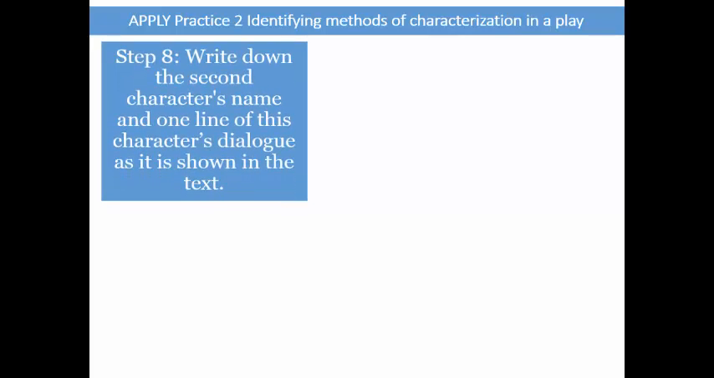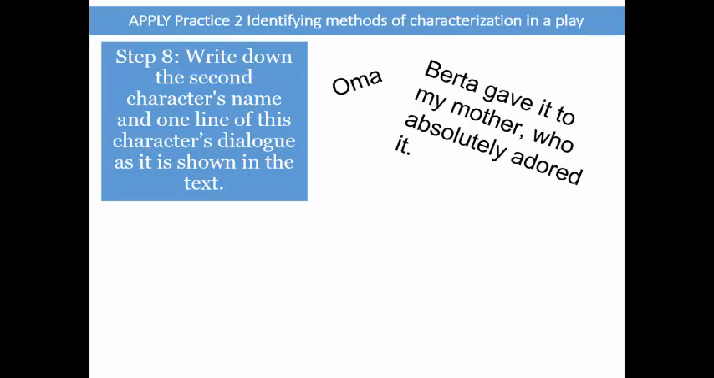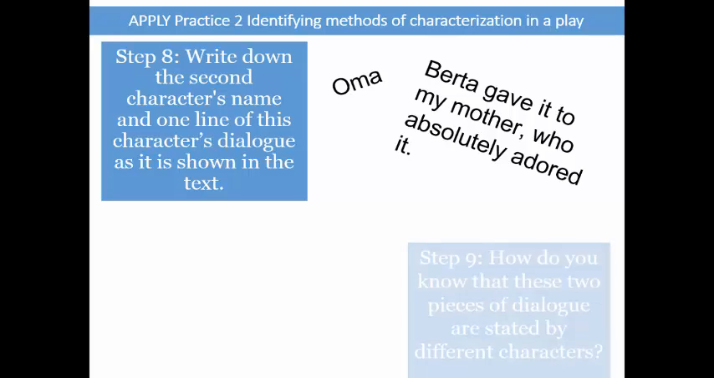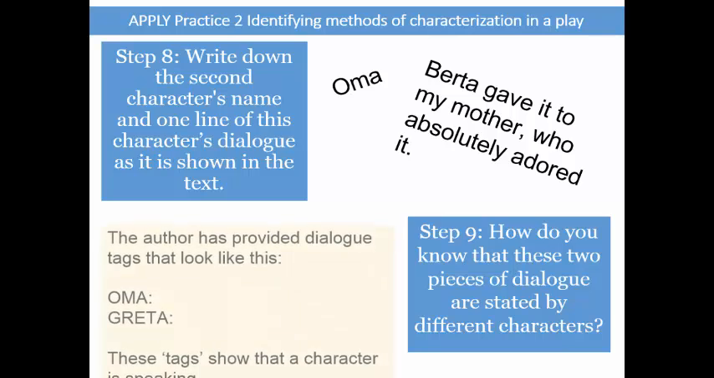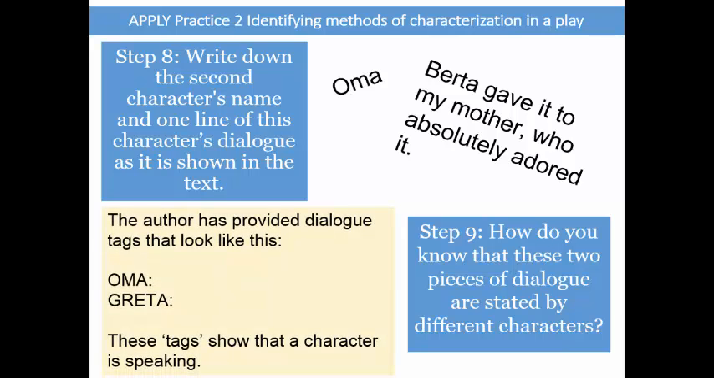Now, the next step asked you to pick out another character's name, and the only other character in this play we had was Oma, and what is one line of dialogue that she said? And here's one line that she said. "Berta gave it to my mother, who absolutely adored it." Step 9 asks you, how do you know that these two pieces of dialogue are stated by different characters? Well, the authors provided dialogue tags that look like this. These tags show that a character is speaking, and again, notice that the character's name is always in capital letters.